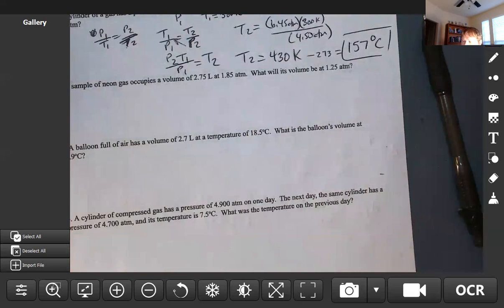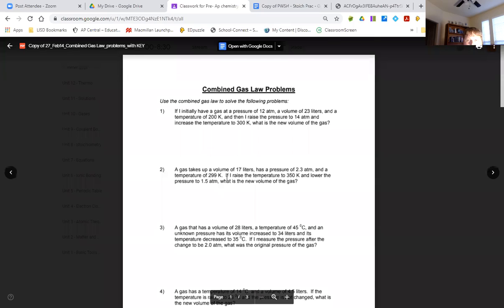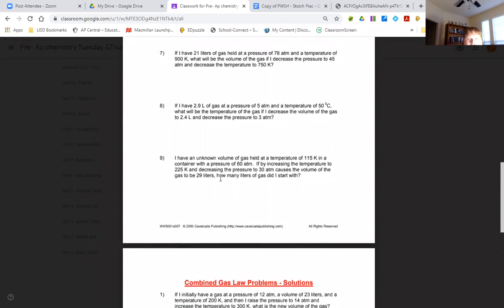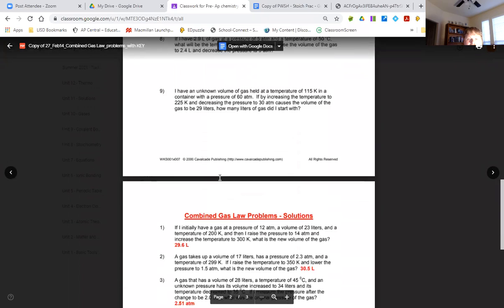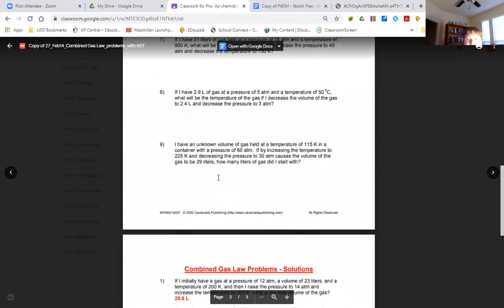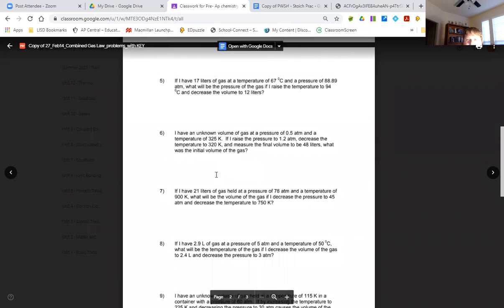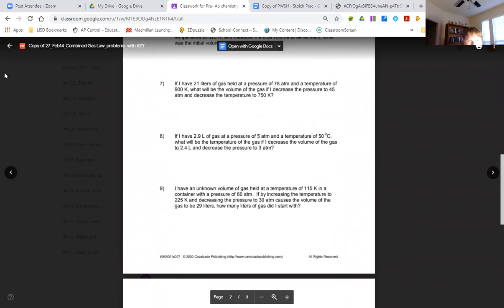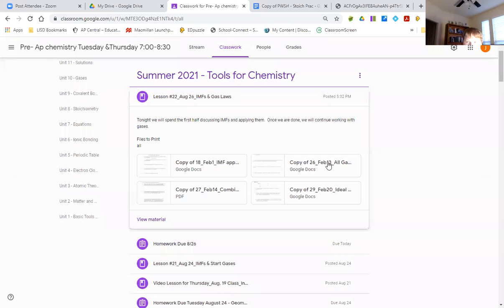So let's put the combined gas law away. As far as the homework goes, I'm not going to say you need to work the rest of these, but there are one, two, three, five more problems in the keys on the back. If you want to try one, two, or three of them just to see if you've got it, you can do your work, and the key is right there. So with that being said, I'm not going to make an extra assignment for that.